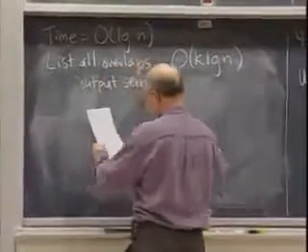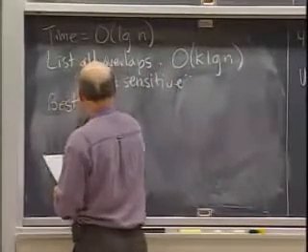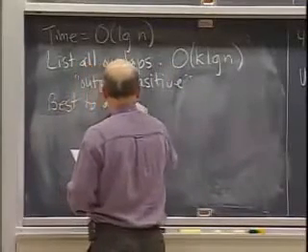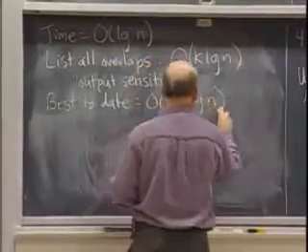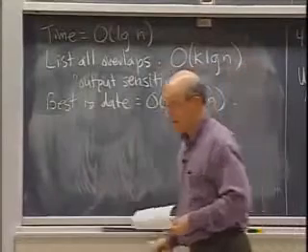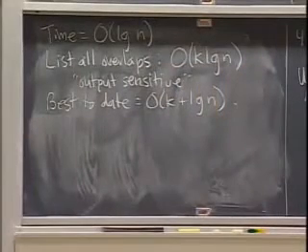The best to date for this problem, by the way, of listing all of the overlapping intervals is order k plus log n, with a different data structure. And actually that was open for a while as an open problem.